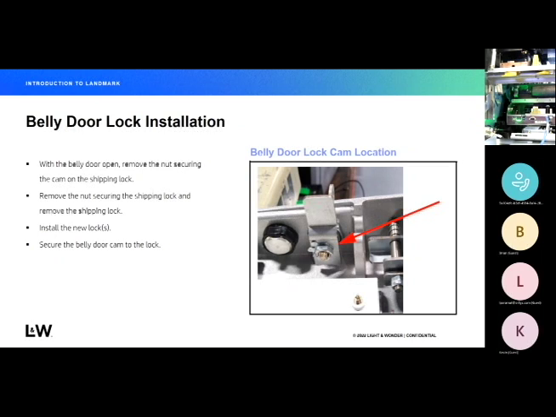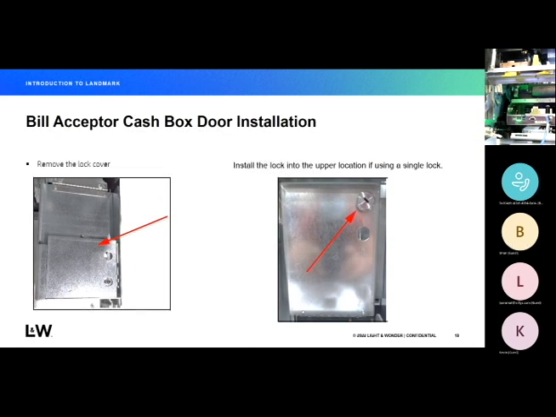Same thing for the belly door. The belly door, and I'll show you the actual picture when we get to it, is again another easy lock that you can work on, that you can go in and change out. Cash box, everybody's already familiar with that. Like I already said in the beginning, you do have the ability, if your jurisdiction requires two locks, we do have that built into the cash box access door, so you can go through and change those as needed.